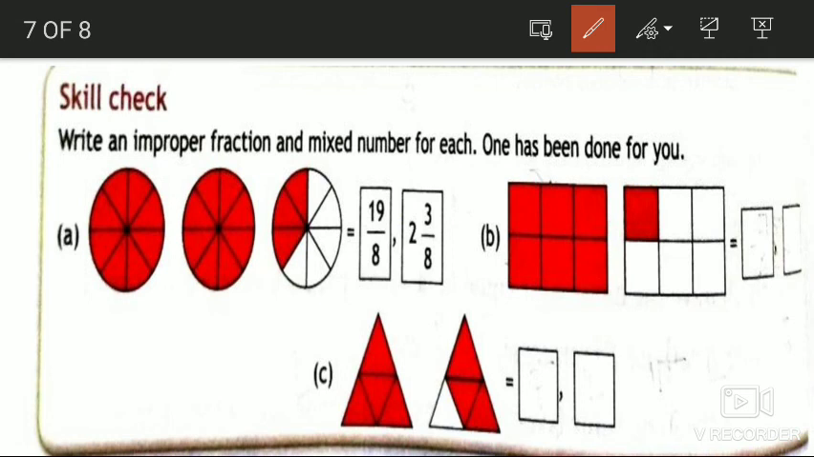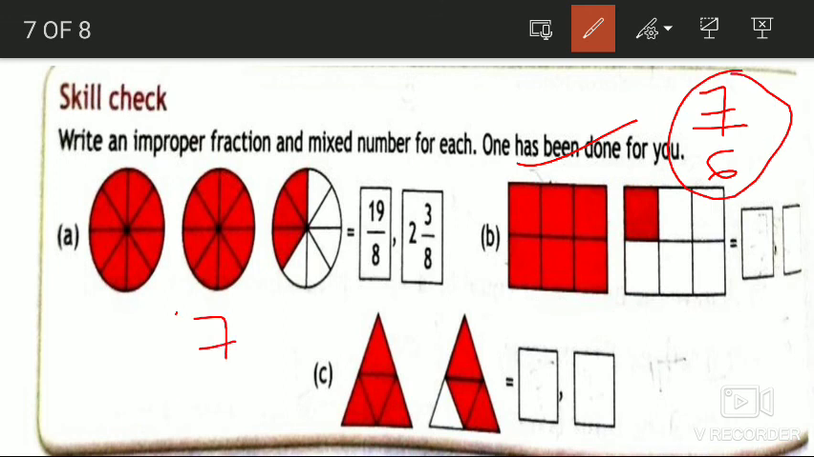This big rectangle is divided into smaller squares, 6 smaller squares. So in the denominator you will have 6. How many colored squares are there? 1, 2, 3, 4, 5, 6, 7. 7 by 6. How will you write 7 by 6 into mixed fraction?